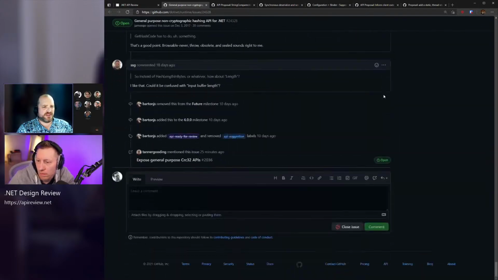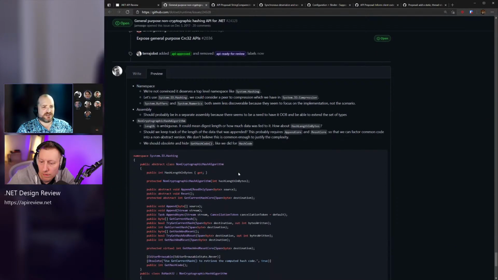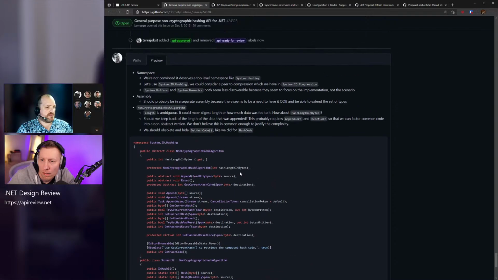All right. So we decided on system IO hashing full OOB. I've not said that we need to OOB. I just said in the design something along the lines of it should probably be in a separate assembly, because there seems to be a need to have it OOB and be able to extend the set of types. I've worded it a little bit more carefully, but we have not really looked at assembly layering in a while, which we arguably should as part of API review. But the problem is that this is such an overly constrained problem space where very often there really isn't any design to be made. There's only one way to make it work.